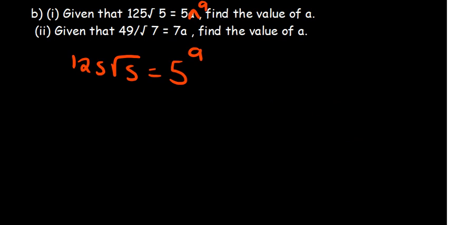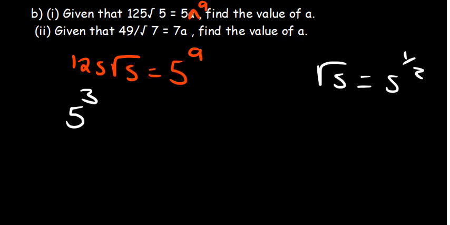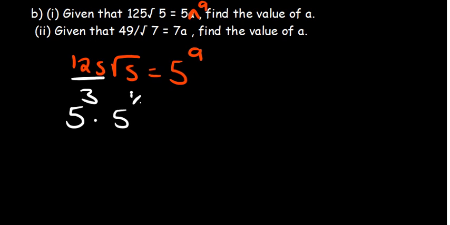Okay, so 125 is basically 5 to the power 3, meaning that you multiply 5 by itself 3 times to get to that. Then the root of 5 is the same as 5 to the power 1 over 2. So let's try to move on. What we have is 5 to the power 3, which is 125, being multiplied by 5 to the power 1 over 2, equal to 5 to the power a.